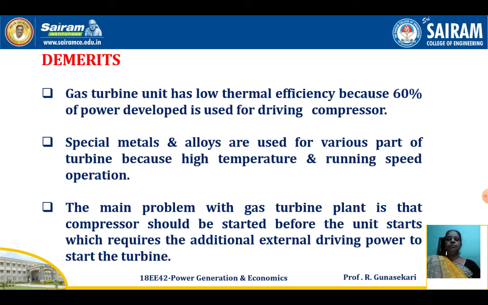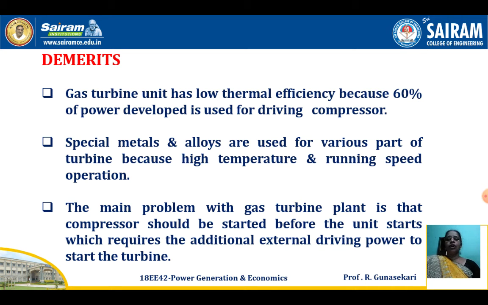The first demerit is low thermal efficiency, because 60% of the power developed by the gas turbine is used for driving the compressor. Therefore, in an open cycle gas turbine power plant, the thermal efficiency is low. But how to improve this thermal efficiency? By using a closed cycle gas turbine power plant.